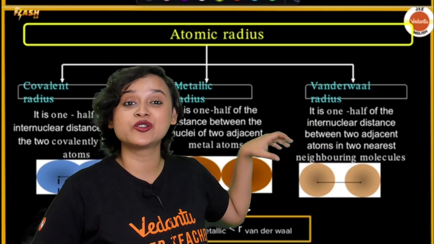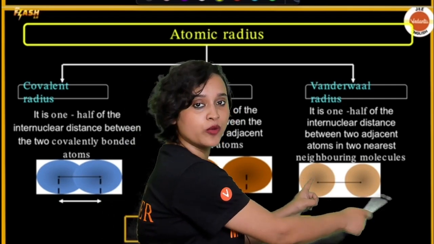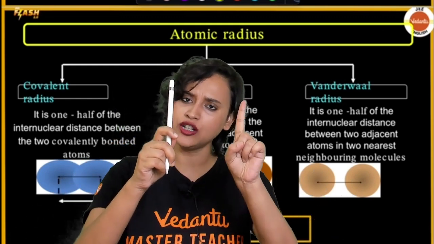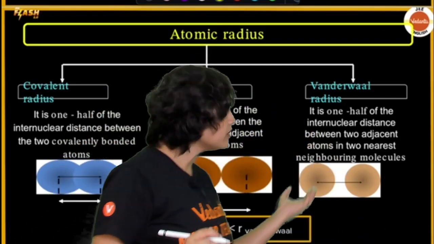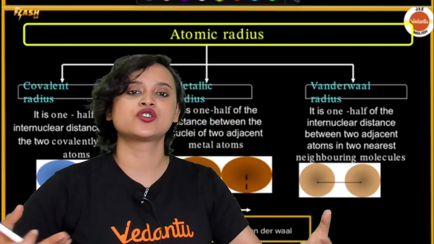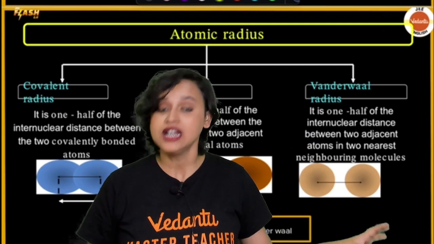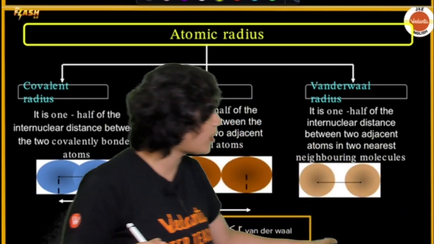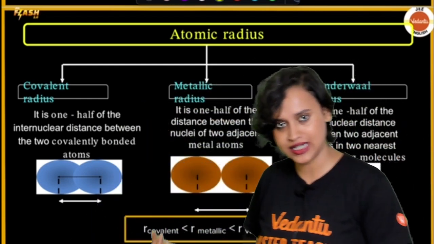So van der Waal radius is calculated for noble gases, those which do not bond. That means this atom and the second atom are not bonded actually. They have a gap between them. They are adjacent, but just existing right there. So in between them, you will calculate the internuclear distance and then just divide it by 2, and that, my dear student, will be the van der Waal radius. The van der Waal radius is going to be greater than the metallic and the covalent radius, because here we are talking about a case where the atoms are not even bonded. They are far away from each other. So obviously it is going to be greater.